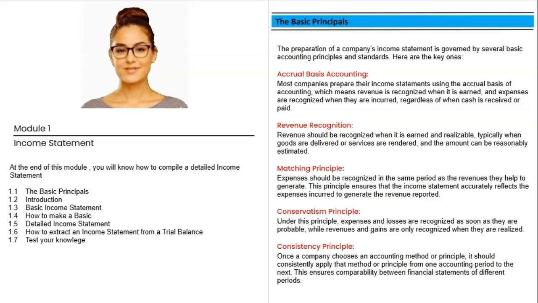Next, we have the conservatism principle. This is a rather interesting principle. Under this principle, expenses and losses are recognized as soon as they are probable, while revenues and gains are only recognized when they are realized. Let's stress a little more on that. Gains should be recorded only if their occurrence is certain, but all potential losses, even those with a remote chance of incurrence, are to be recognized. Understand that principle.